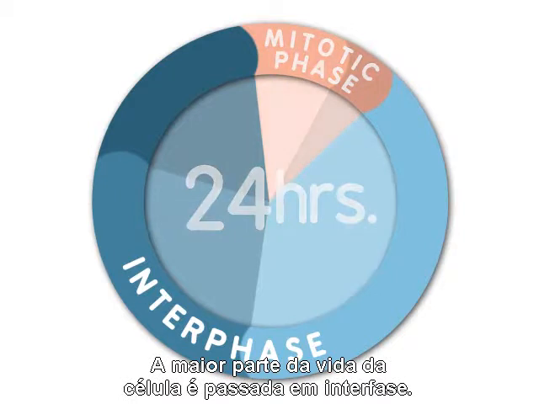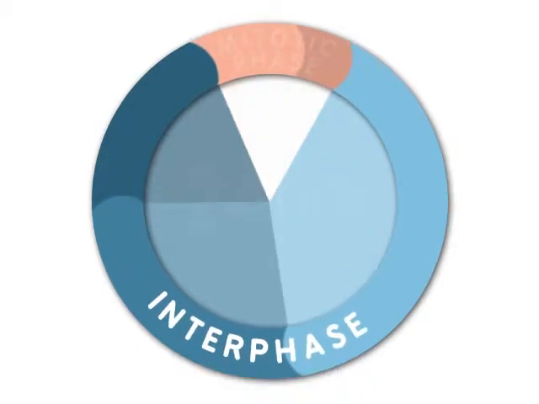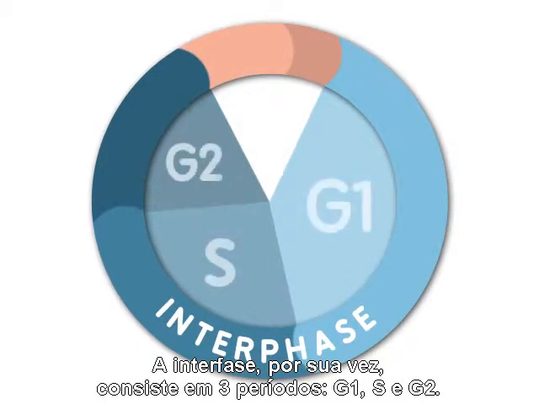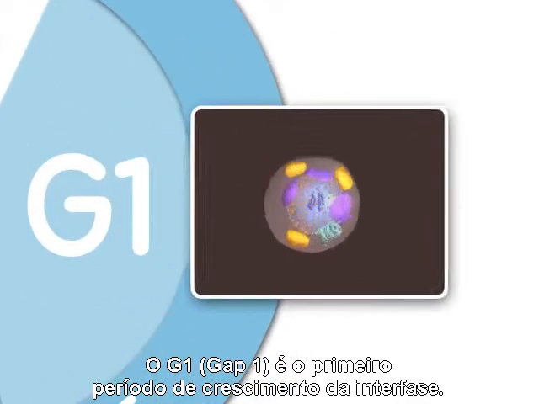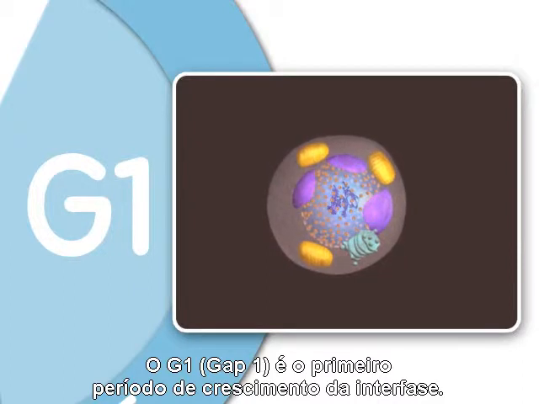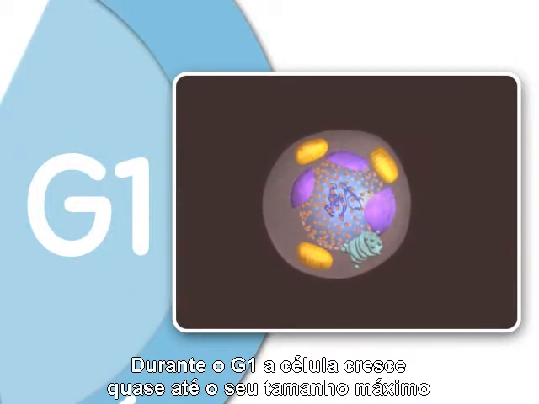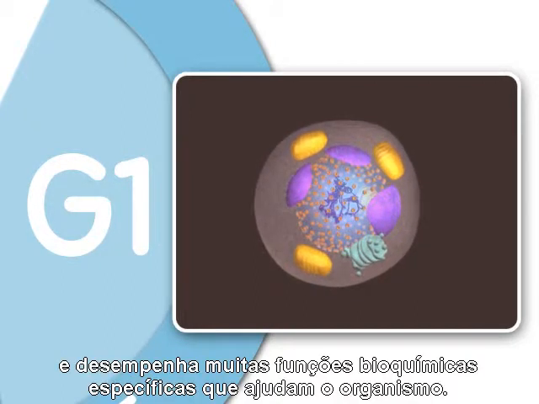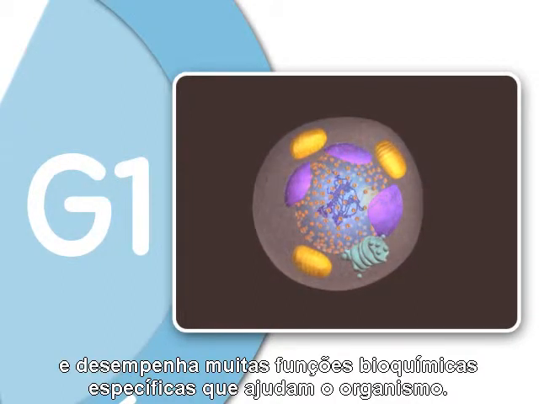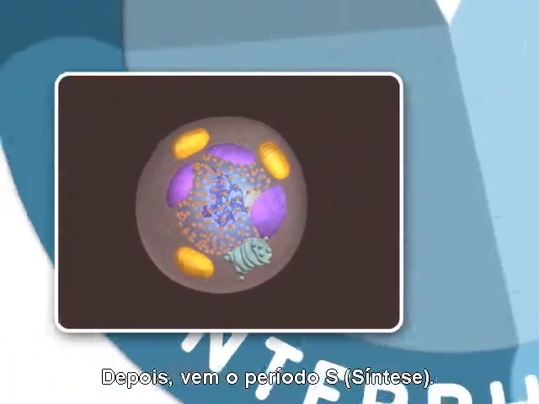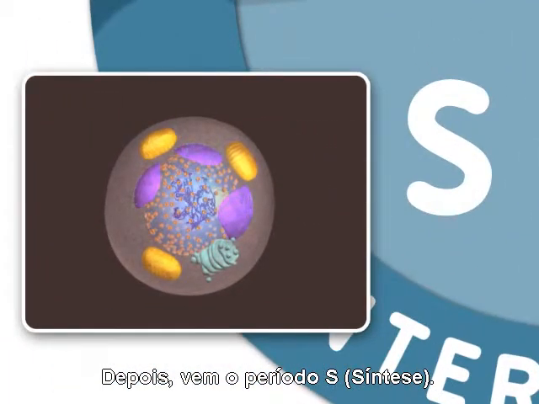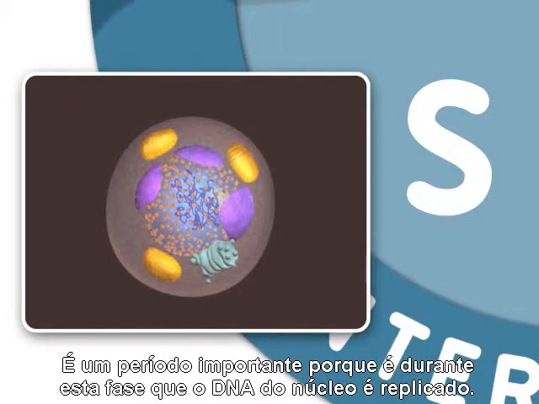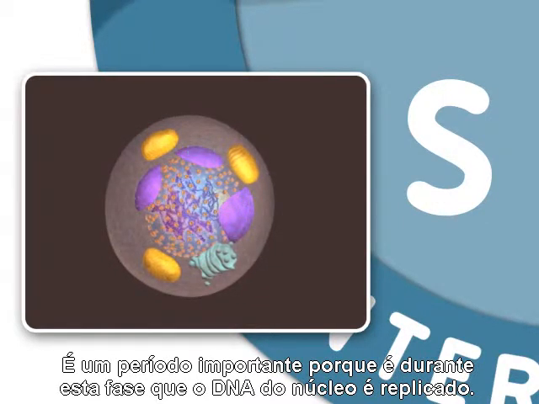Most of the life of a cell is spent in interphase. Interphase consists of three stages called G1, S, and G2. G1, or gap 1, is the first growth stage of interphase. In G1, the cell grows to nearly its full size and performs many of its specific biochemical functions that aid the organism. Next is the S, or synthesis phase. This is an important stage because it is during the S phase that DNA in the nucleus is replicated.